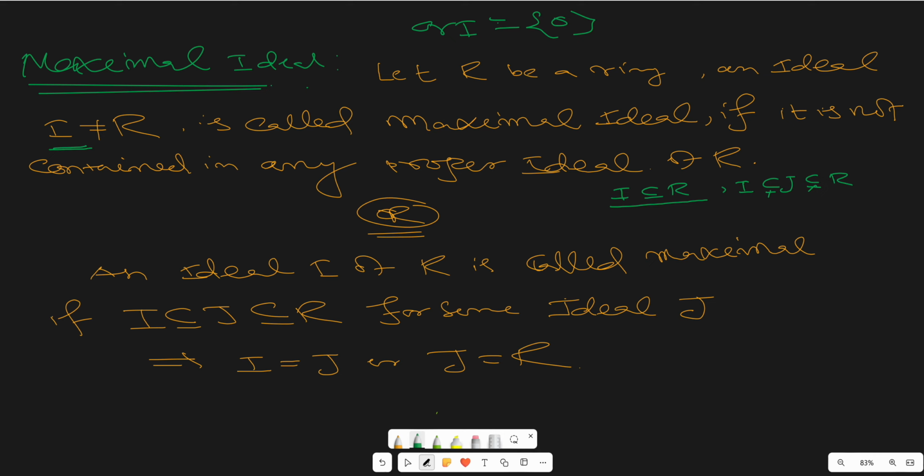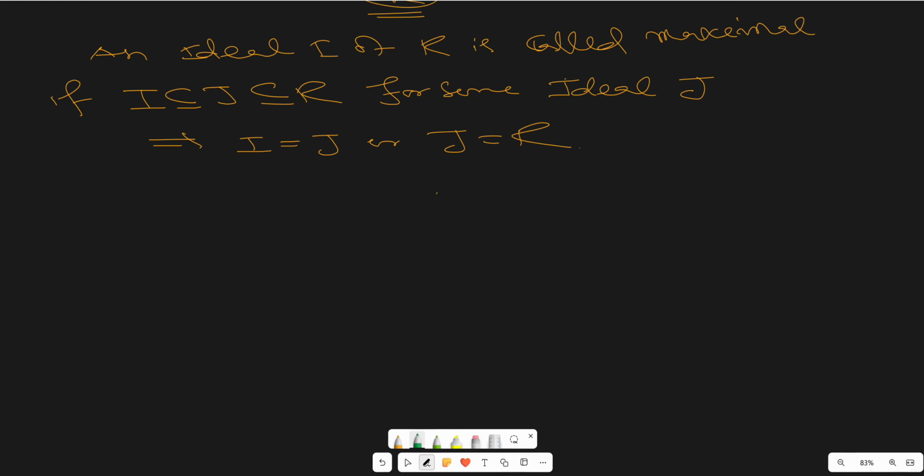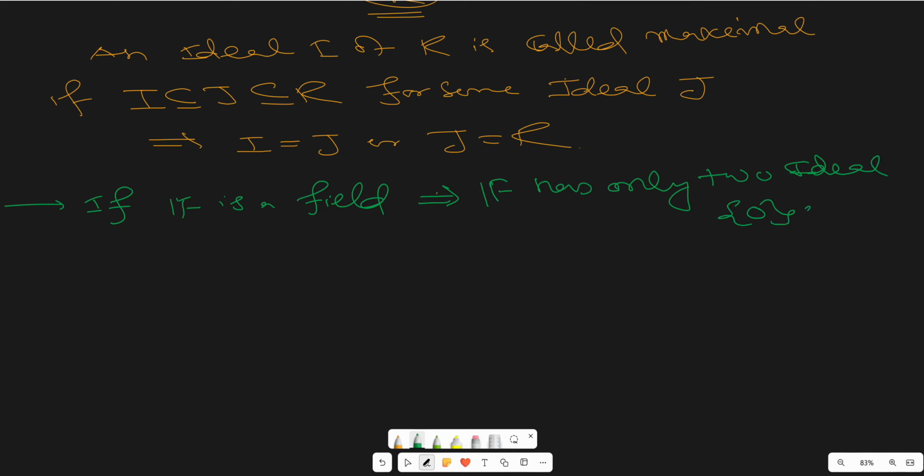If F is a field, what are the ideals, and what are the maximal ideals? Last time I defined a theorem: if I contains a unit, then I equals the entire ring R. So as a corollary, if F is a field, this implies that F has only two ideals, 0 and F. There is no other ideal except 0 and F.